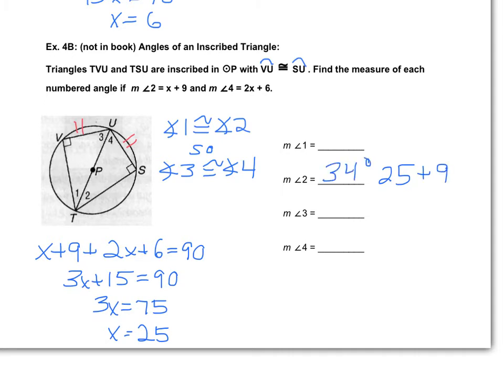And remember we said angle 1 and 2 were the same, so there we go there. And then angle 4, if we substitute in our x value that we found as 25, we're going to get 2 times 25, which is 50, plus 6, so we get 56. And we know angle 3 has to be the same. And that's the end of that problem.